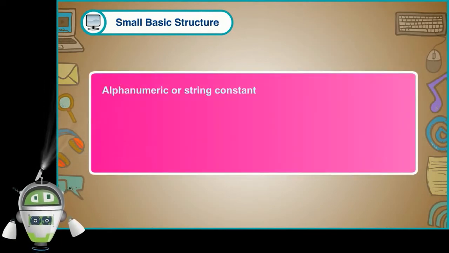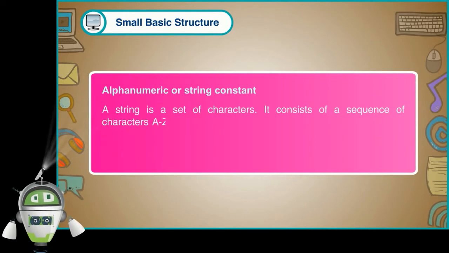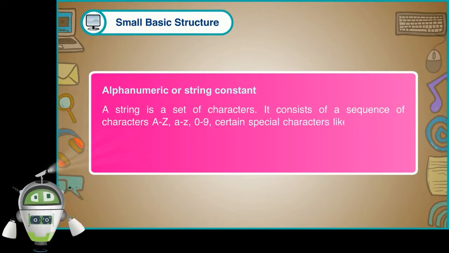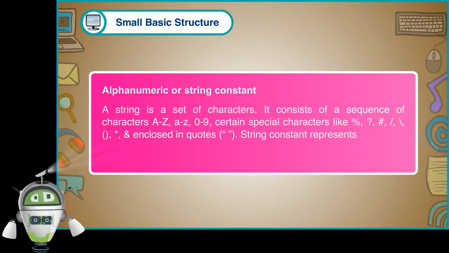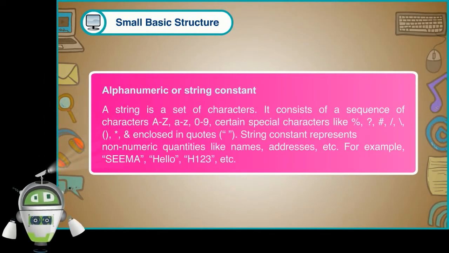Alphanumeric or string constant. A string is a set of characters. It consists of a sequence of characters A to Z capitals, a to z small letters, 0 to 9, and certain special characters like percent, question mark, hash sign, forward slash, backward slash, parenthesis, asterisk, ampersand, enclosed in quotes. A string constant represents non-numeric quantities like names, addresses, etc. For example, "Seema", "hello", "age 13" in double quotes, etc.